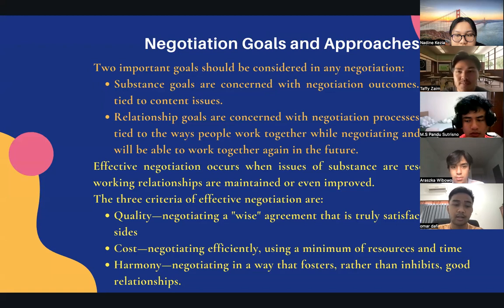Effective negotiation occurs when issues of substance are resolved and working relationships are maintained or even improved. The three criteria of effective negotiation are quality, negotiating a wise agreement that is truly satisfactory to all sides. The second one, cost, negotiating efficiently using a minimum of resources and time. The last one, harmony, negotiating in a way that fosters rather than inhibits good relationships.